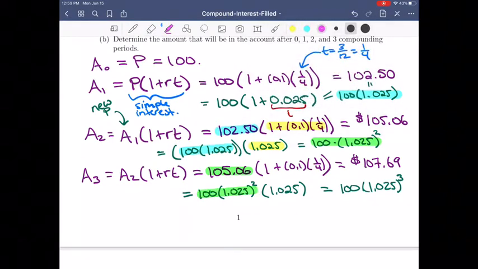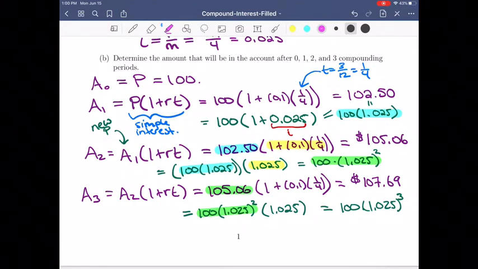I'm going to switch highlighter colors. When I had A1, I had 100 times 1.025 to the power 1. There's no power there, but okay. When I have A2, after 2 compounding periods, I have the principal times 1 plus i to the power 2. When I have A3, I have 100 times 1.025, so the principal times 1 plus i to the power 3. This is actually what we're going to do to find the formula.